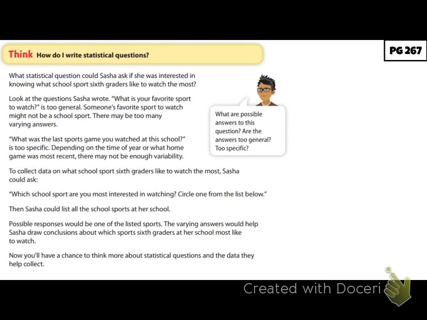So to collect data on what sports sixth graders like to watch the most, Sasha could ask, which school sports are you most interested in watching? Circle one from the list below. Then she could list all the sports at her school, and then it would be a more specific statistical question. So possible responses would be one of the listed sports. The varying answers would help her draw conclusions about which sports sixth graders at her school like to watch the most. Now you'll have a chance to think more about statistical questions and the data they help collect.